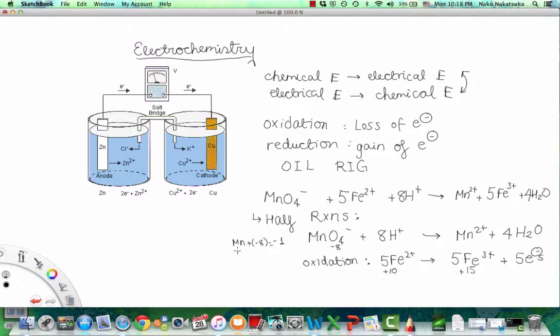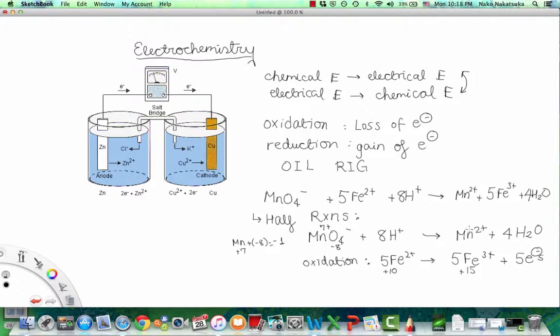You're correct, it has to be +7, because 7 minus 8 equals -1. So the manganese oxidation state is 7+. So now when we look at this, we're going from manganese 7+ to manganese 2+. That's the difference in the charge.